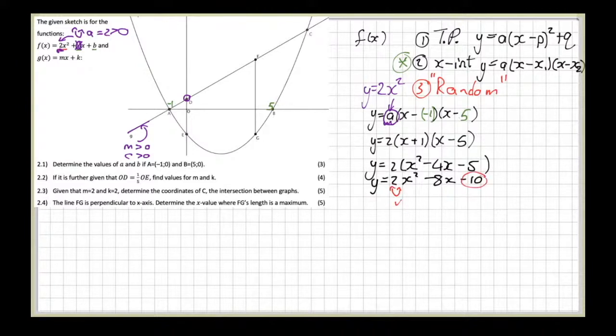The y-intercept is at negative 10. And that makes sense because if I look at my sketch, that E value is at negative 10. Perfect. That means that I have a good idea that I'm going in the right direction. Perfect. I love this. So now I'm ready to move on to the next question.